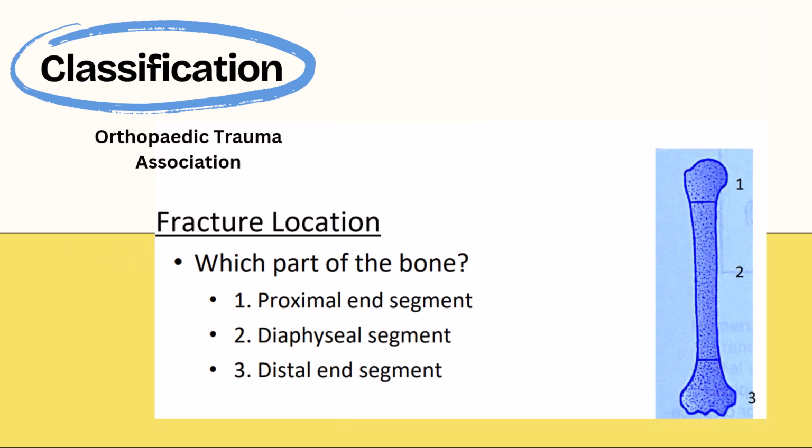The next classification from the Orthopedic Trauma Association is based on fracture location. Which parts of the bone? 1. Proximal end segment. 2. Diaphysis segment, and the last, distal end segment. Look at the numbers in this picture.